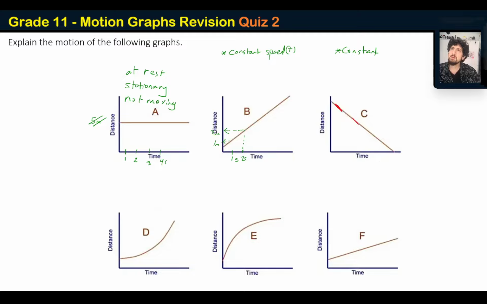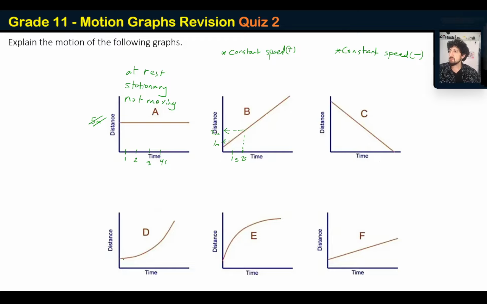And if you look here, that's the speed. And if you look here, that's the speed. It hasn't changed. The speed is a straight line, so therefore it hasn't changed. It's the same gradient, therefore it's constant speed. Back to green, constant speed, and this time though it's negative. Okay, let's keep going. What about D?